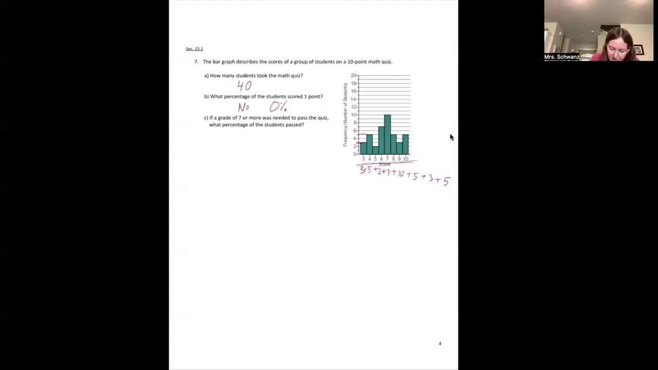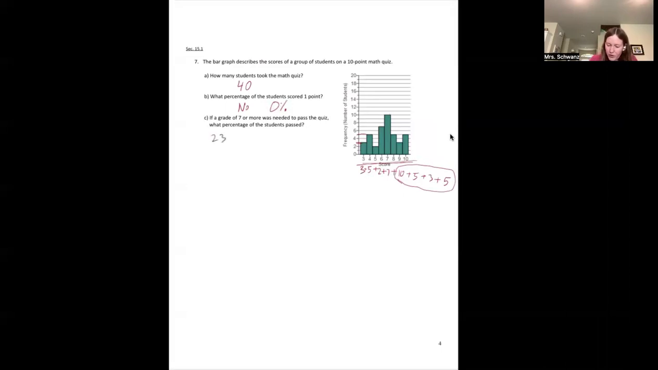Okay, if a grade of 7 or more was needed to pass, what percentage of students are passing? So we can go back to here, where I said how many people scored 7 or more. So 7 is the smallest number. So that was 10. Between here and here, that was all the people that scored 7 or higher. So if we add those all up, that's 23.